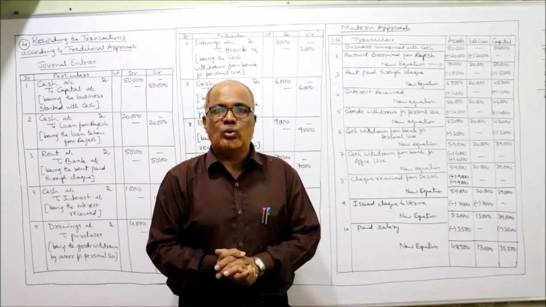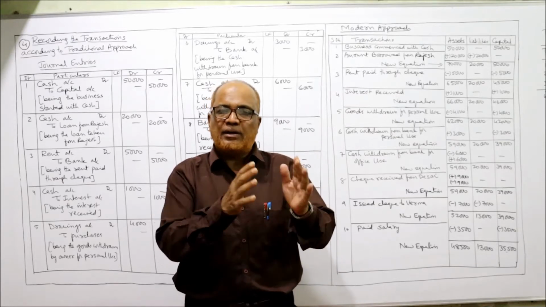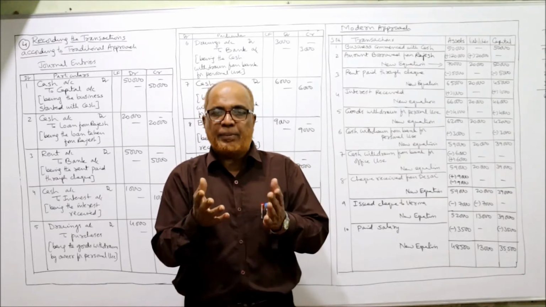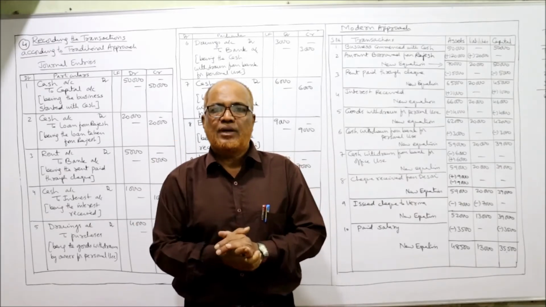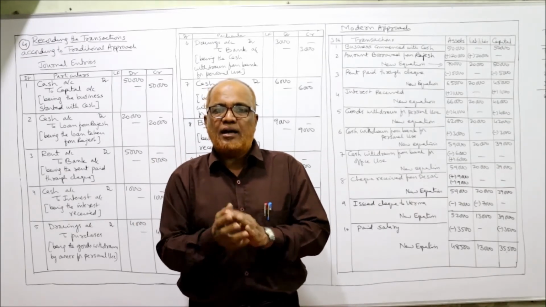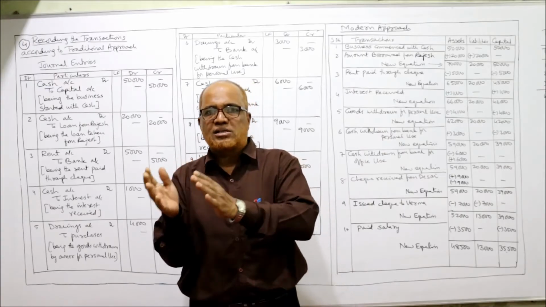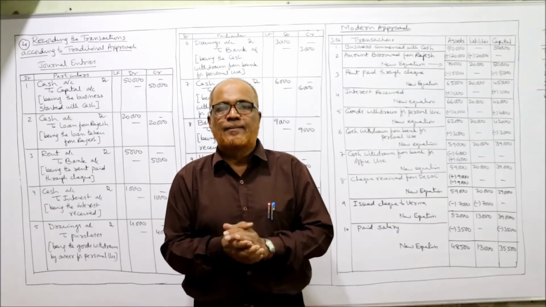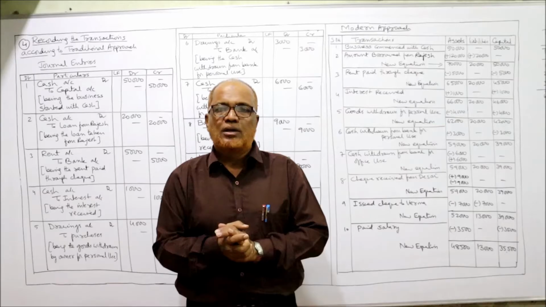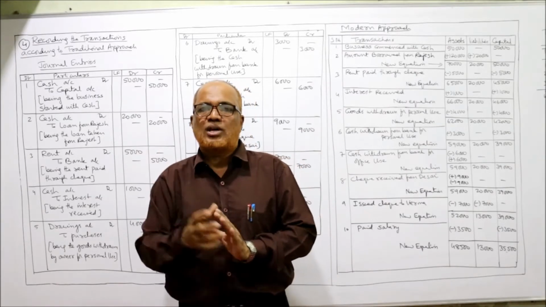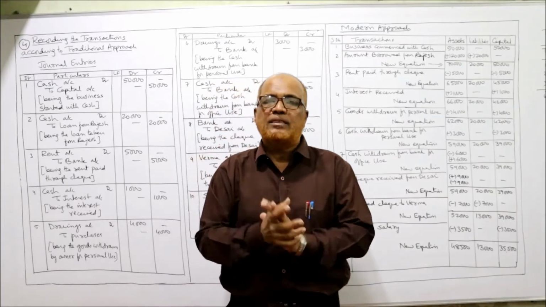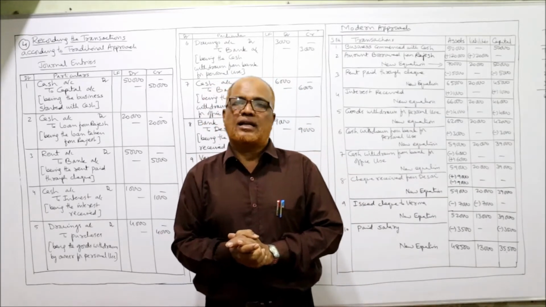applying the accounting rules. The accounting rules are: debit the receiver, credit the giver in case of personal account; debit what comes in, credit what goes out in case of real account; and debit all expenses and losses, credit all incomes and gains, that is the nominal account. So by applying these accounting rules, we pass the journal entry. That is the old method of recording the transaction.